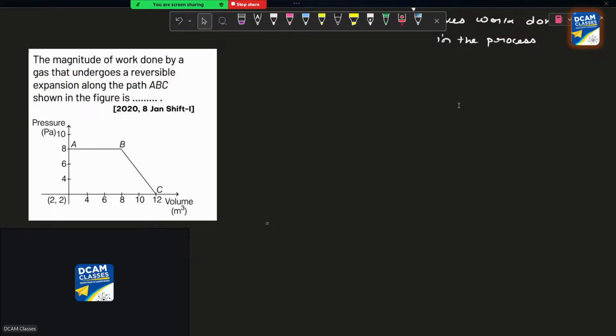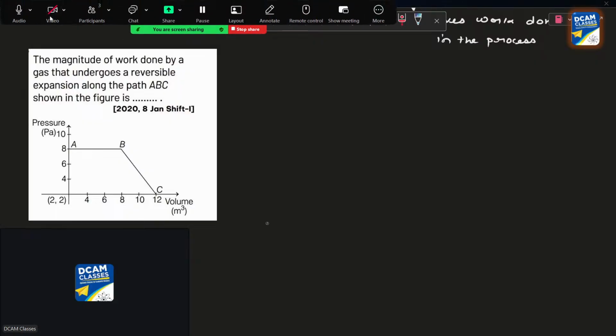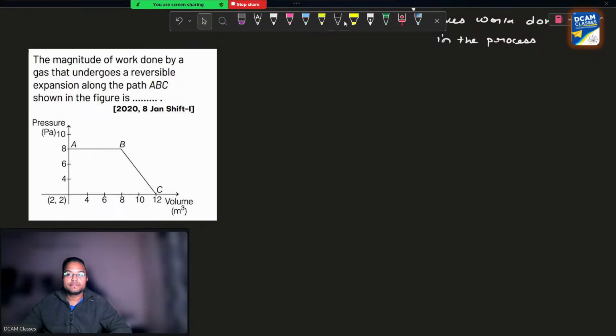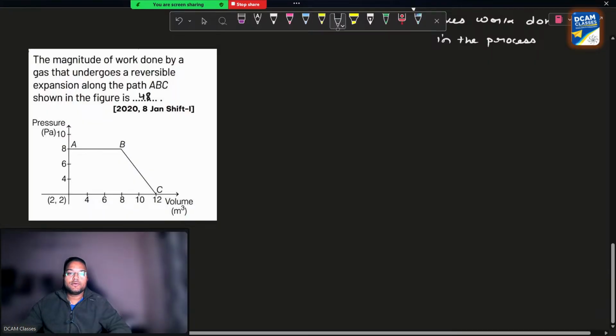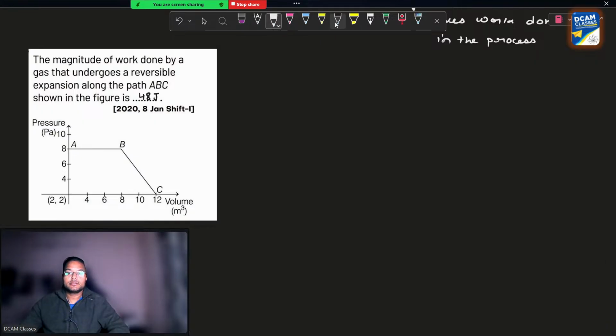48 joules, correct. Very good. You have to just find out the area because the concept I have told you. Area you will calculate. This area is 8 into 8, and this area will be half into 4 into 8. 16 plus 64. What is this?